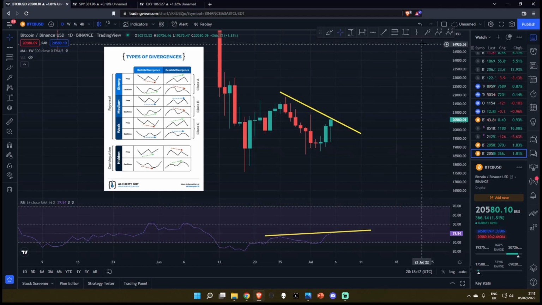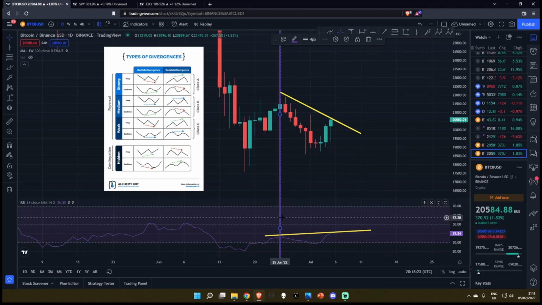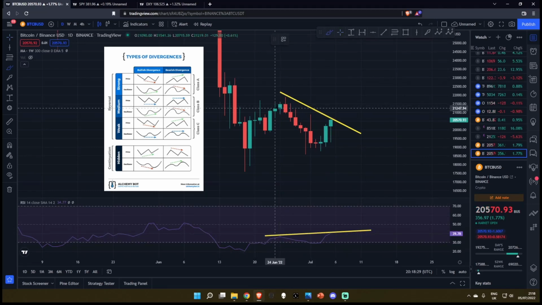Now, what would we need to do to invalidate this short-term hidden bearish divergence? So what we would technically need to do is break above where this trend started, and this would be on the 25th of June when the RSI made a top, came down, and then made a higher high. So if we look at the price structure, you can basically see this is kind of where we started the hidden bearish divergence, and then we came all the way down to here.